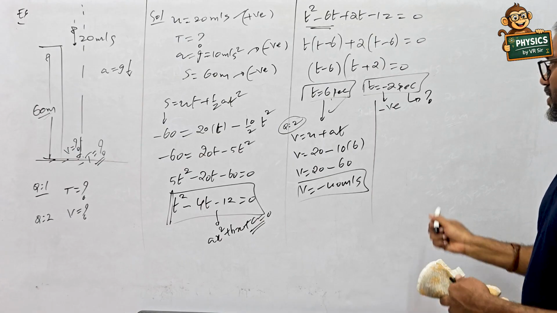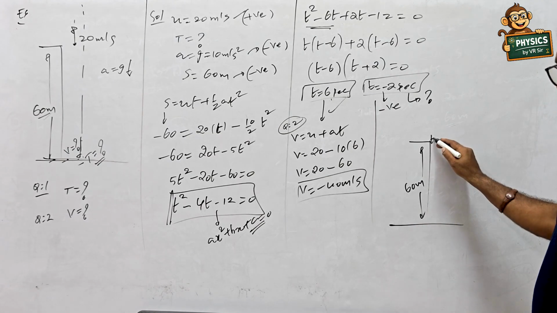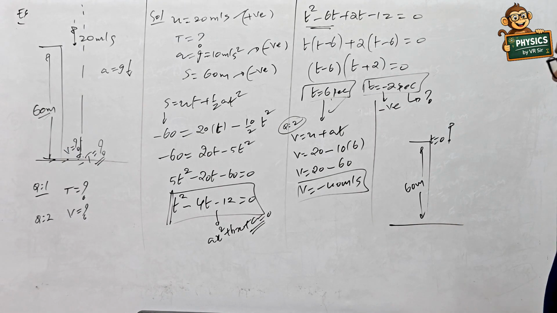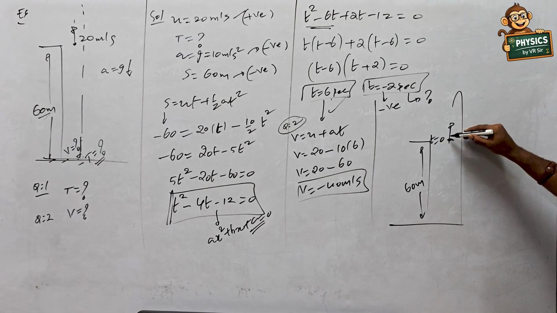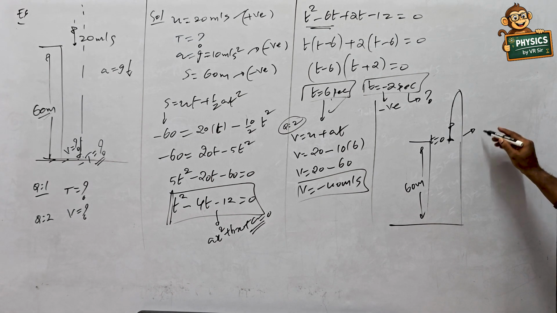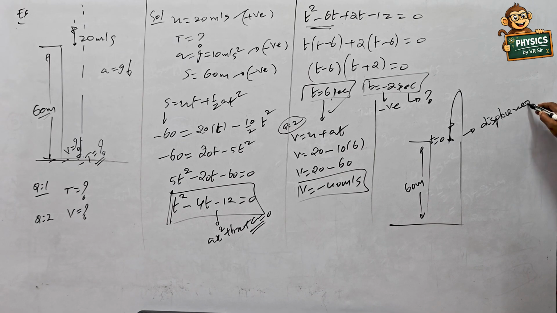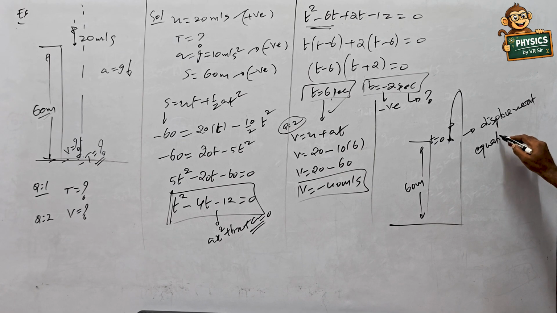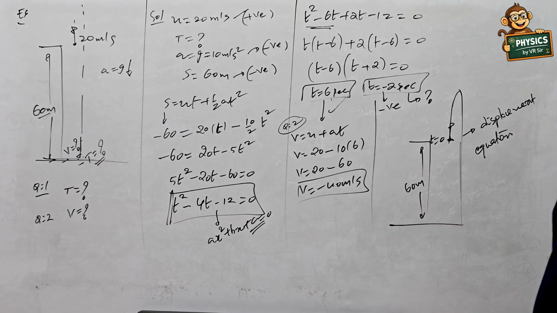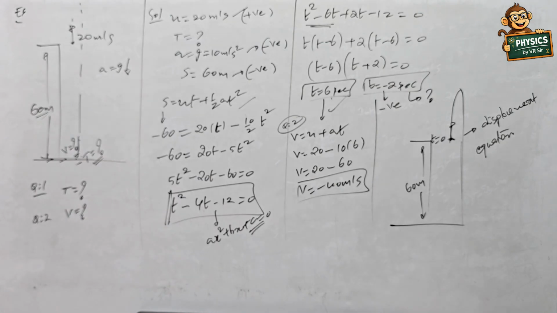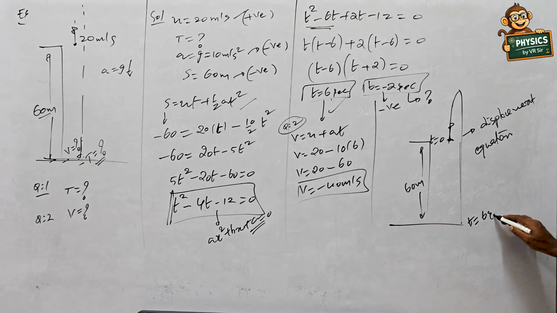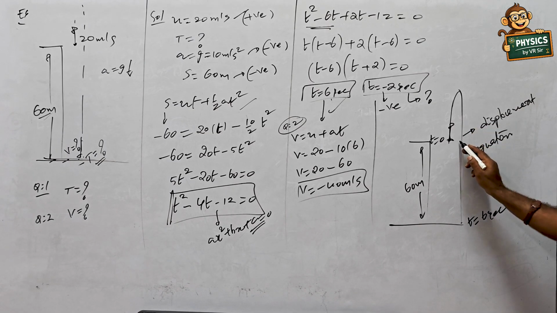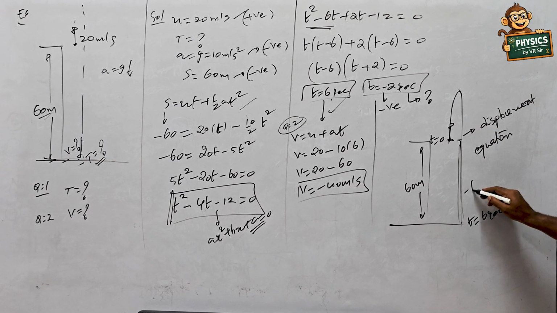What does it mean? See here, this is 16 meters. At t equivalent to 0, the object is thrown up, isn't it? Now, while going up and coming down, from here, this has a displacement equation. So what is that equation? We rely on this one. By using this equation only, at t equivalent to 6 seconds, what is the displacement? This is the displacement, minus 60, we substitute, right?